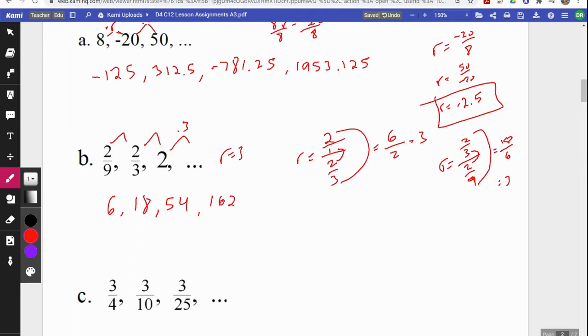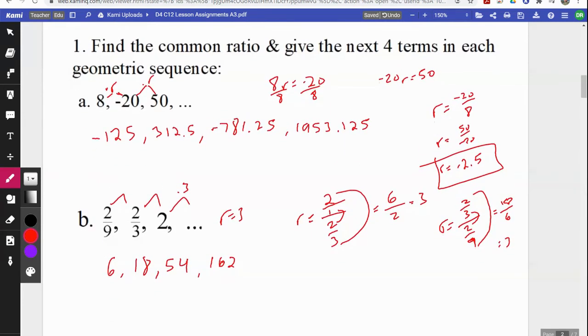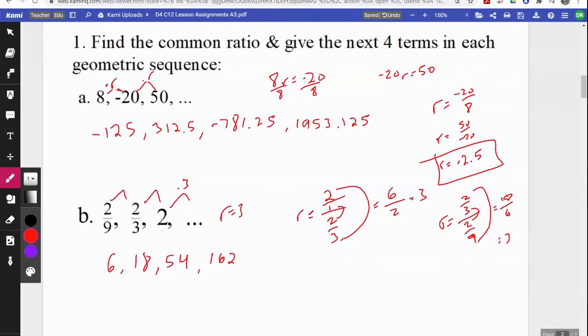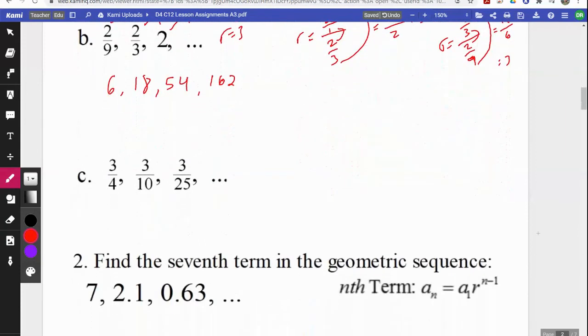All right. So again, we're doing the same things as asked for. It said find the common ratio. We did it. And give the next 4 terms. The difference in part c is that our numbers are getting smaller. So you could think, this is fraction multiplication. 3/4 is multiplied by something to get 3/10. 3/10 is multiplied by something to get 3/25.